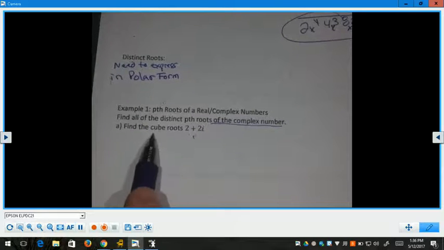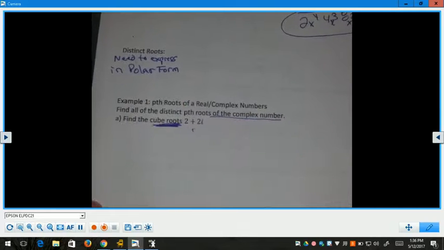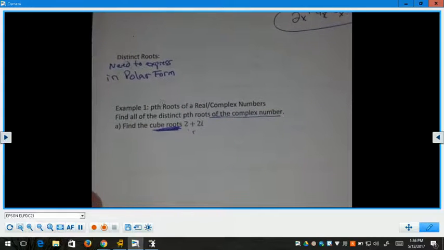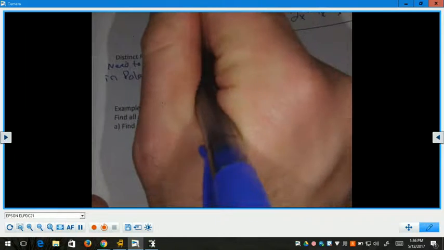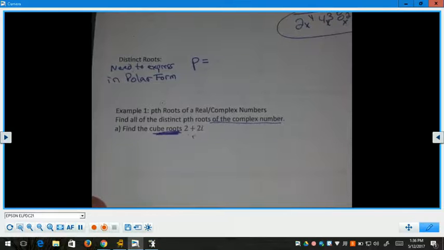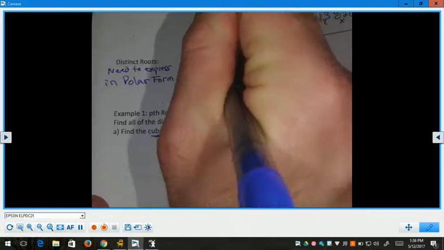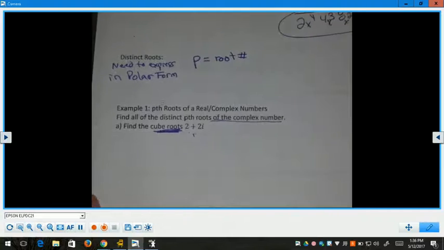Now, for our first one, we're going to do the cube roots. Notice the plural on there, cube roots. So when we go to do this, the value of p, and you'll be like, what the heck is p? P is the root number. If it's cube roots, p would be 3. If it's 7th roots, p would be 7. If it's 9th roots, p would be 9.